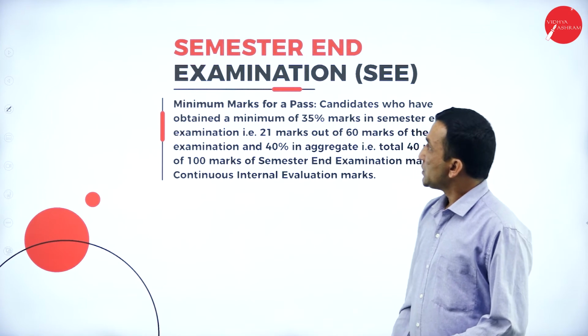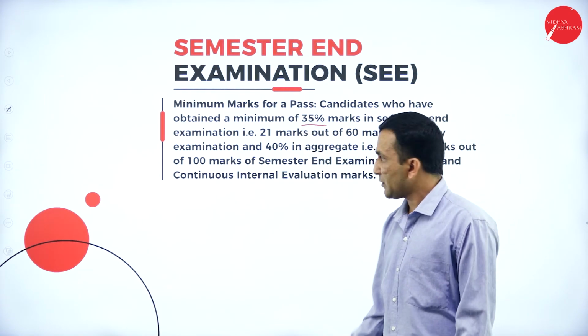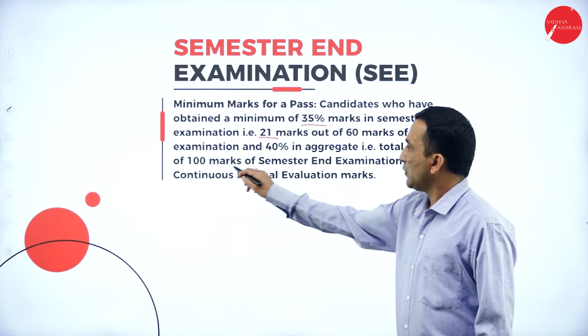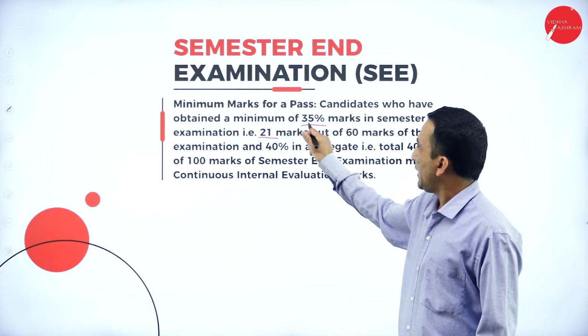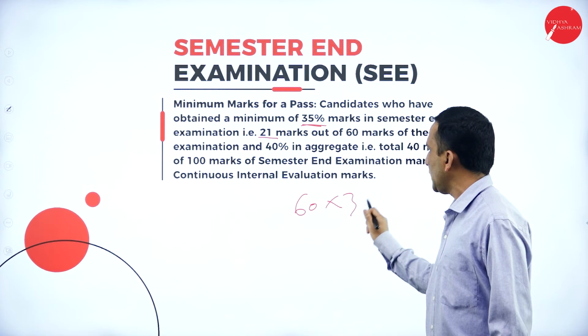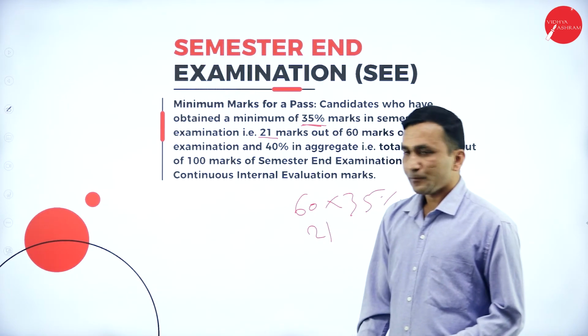Moving forward, the pass percentage is obviously 35%. If you take the aggregated value of all external marks, 60 into 35%, if you calculate, you get 21, which is the passing mark.